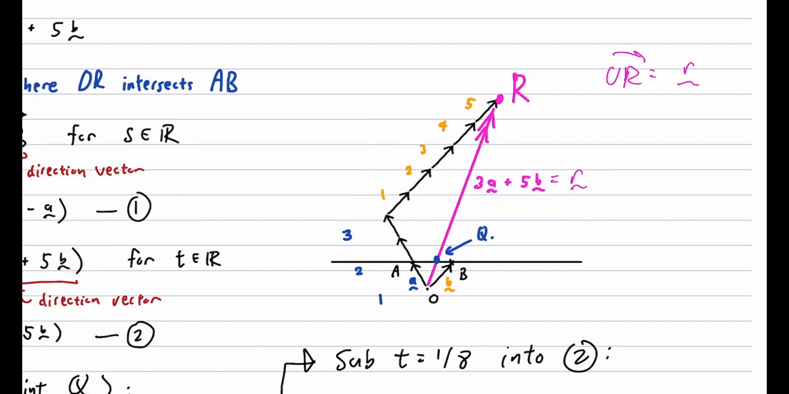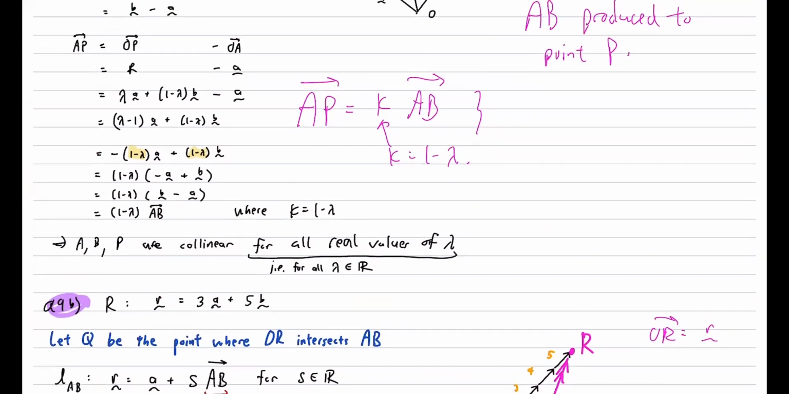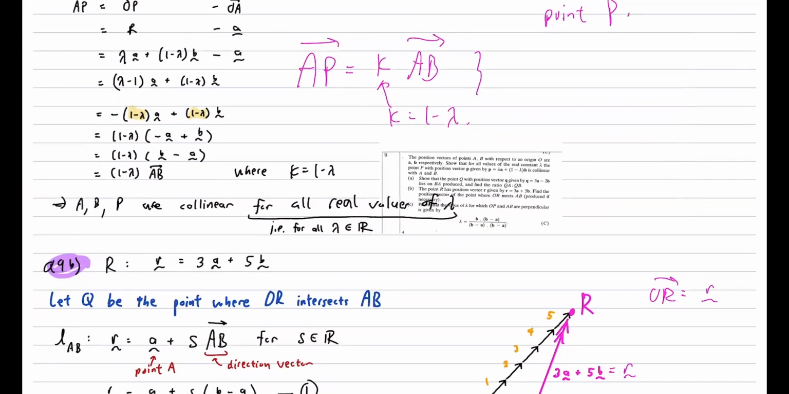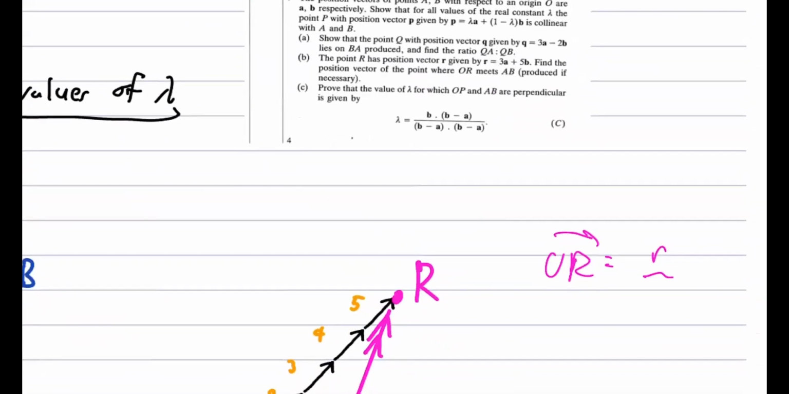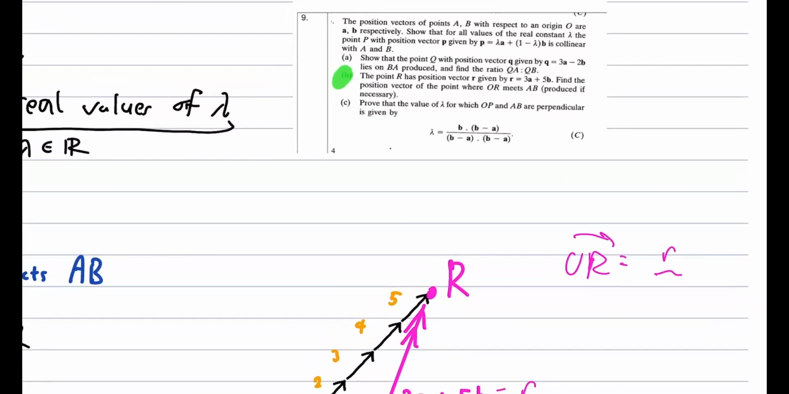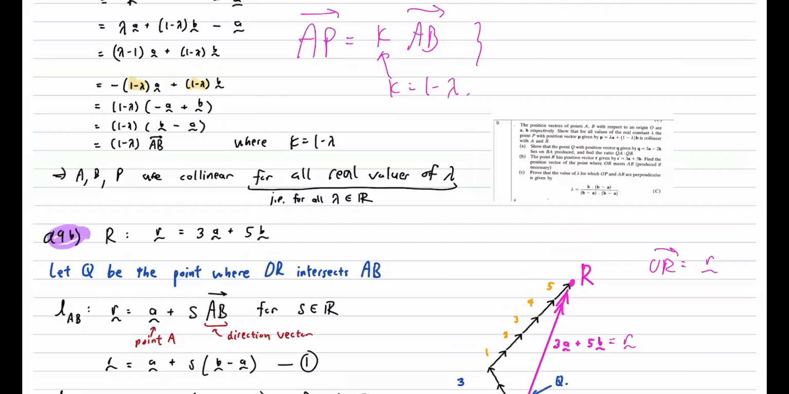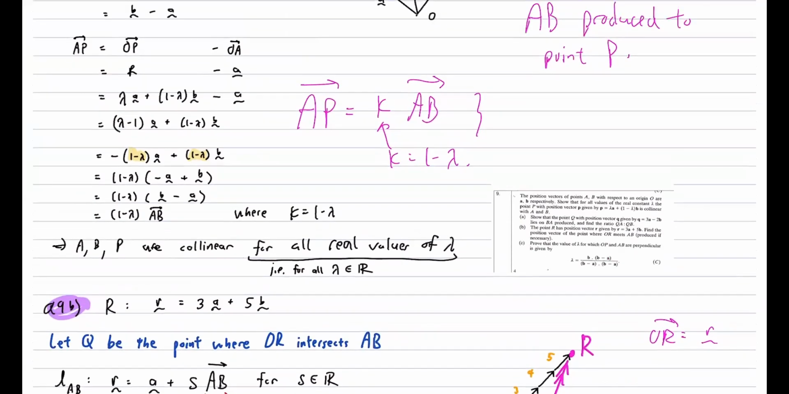What did the question say? Let's read the question. The question part A says show that the point Q given by so and so lies on BA produced. Oh, sorry, I was looking at part B already. Sorry, please unwind by 3 minutes. I should start from part A. I'm so sorry. Let me think a bit. What am I doing?